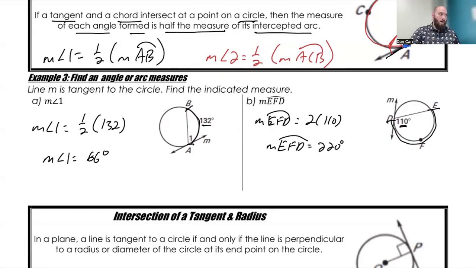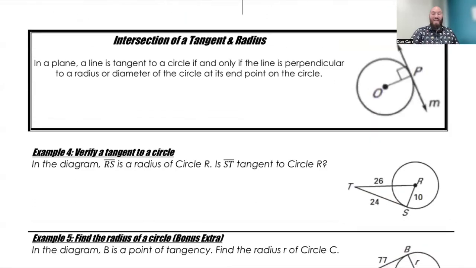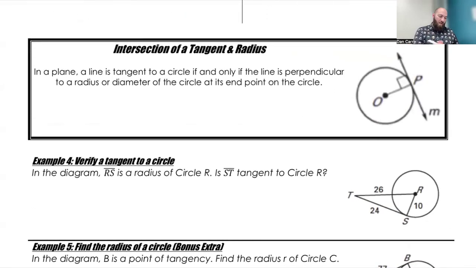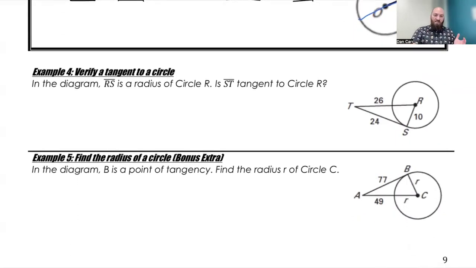Okay. Next one, intersection of a tangent and a radius. In a plane, a line is tangent to a circle if and only if the line is perpendicular to a radius or diameter of the circle at its endpoint on the circle. So we're basically just saying that tangent lines are always going to be perpendicular to a radius or a diameter if I draw it all the way out. That's it. Now, think about where we've seen perpendicular lines like that. You'll see it a lot with these types of things.